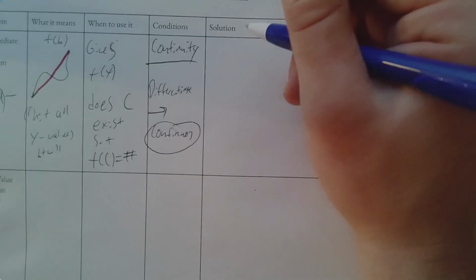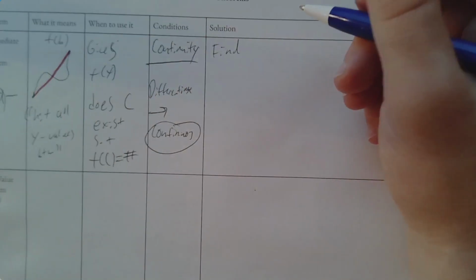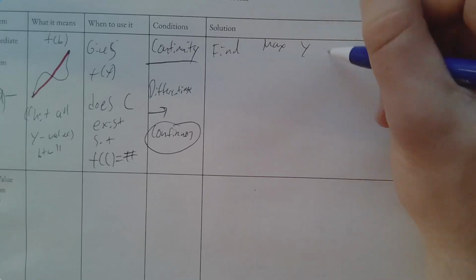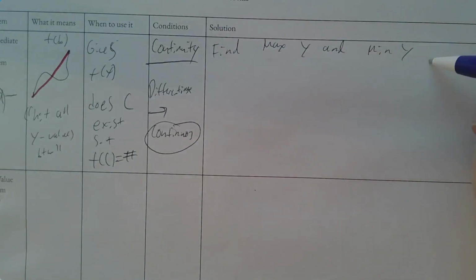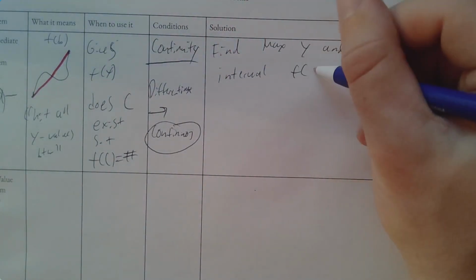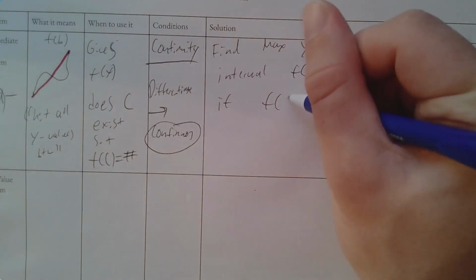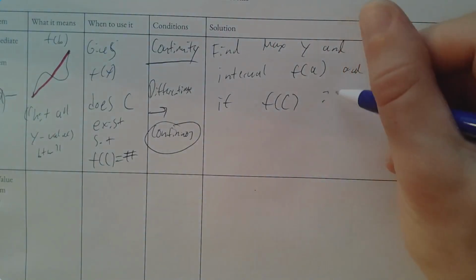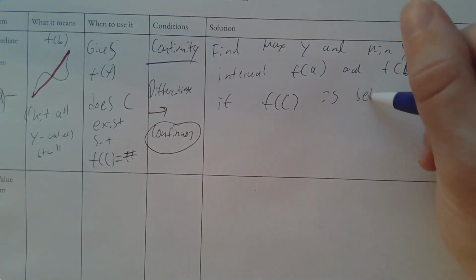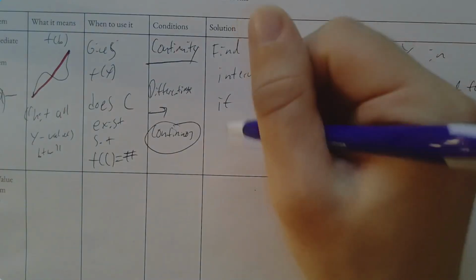Got it? So for the solution, as long as it's continuous, you find the max y and min y in the interval, which is kind of f of a and f of b, right? And if f of c is between f of a and f of b, you're good.